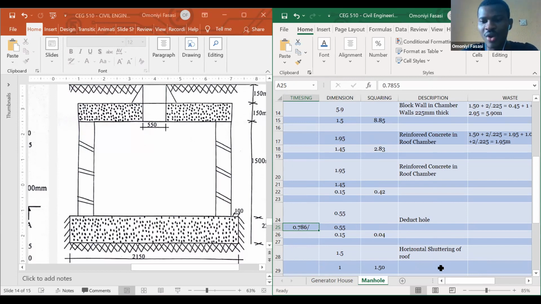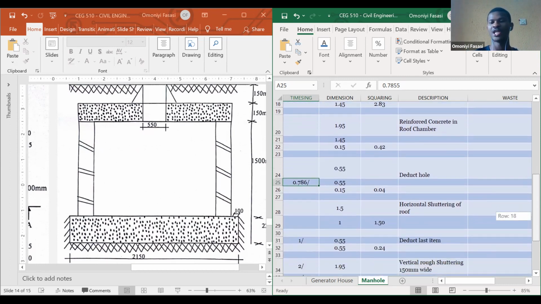Then the next thing we'll be doing is trying to remove this horizontal shortening of roof. The horizontal shortening is this horizontal surface here. We're removing the shortening, and the length from year to year is 1.5 times the breadth, which is 1.